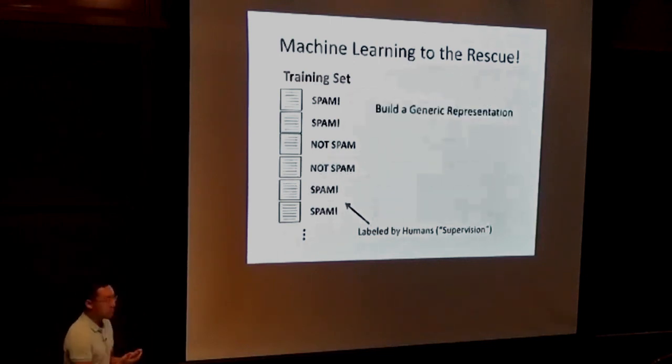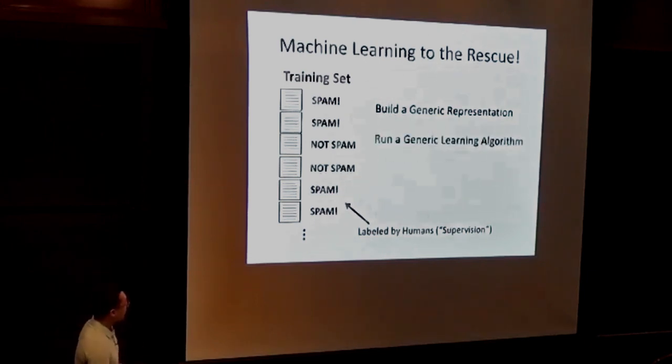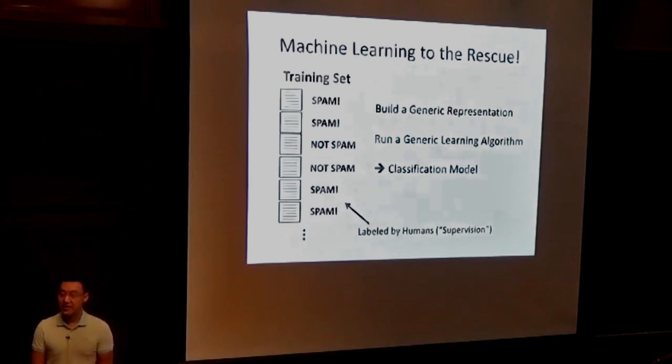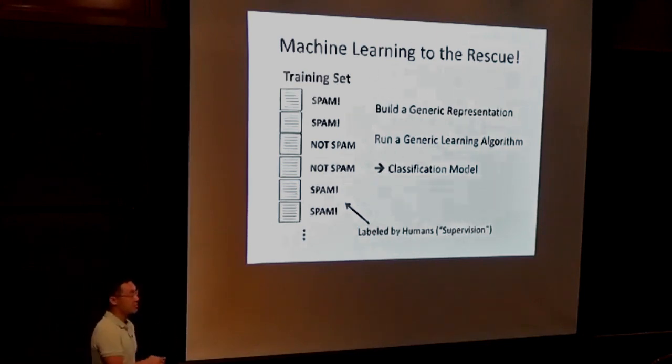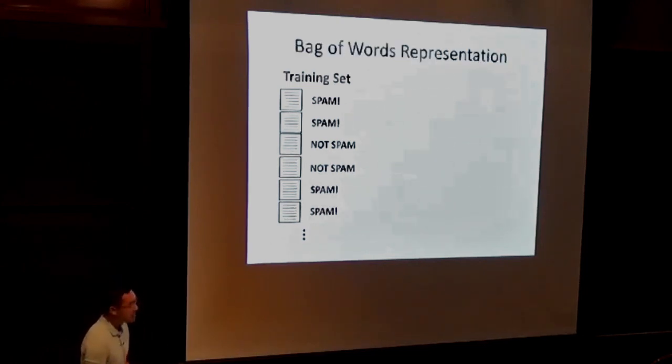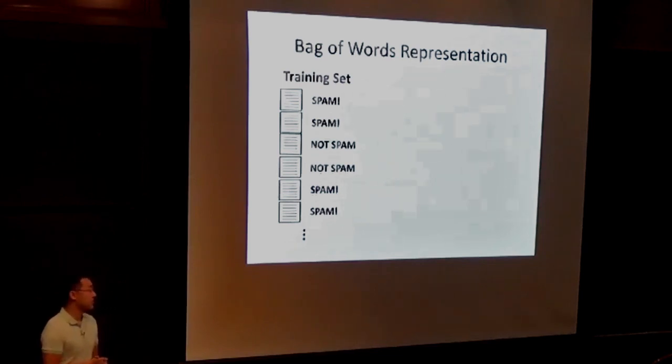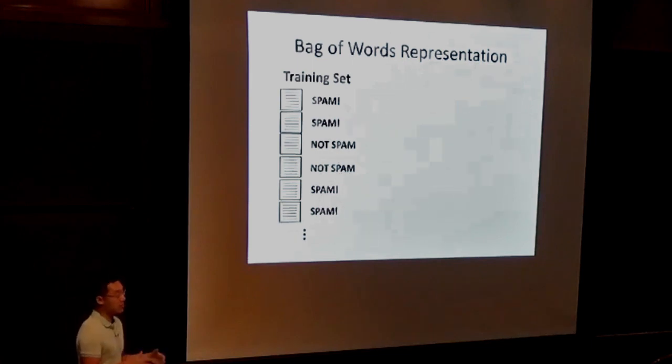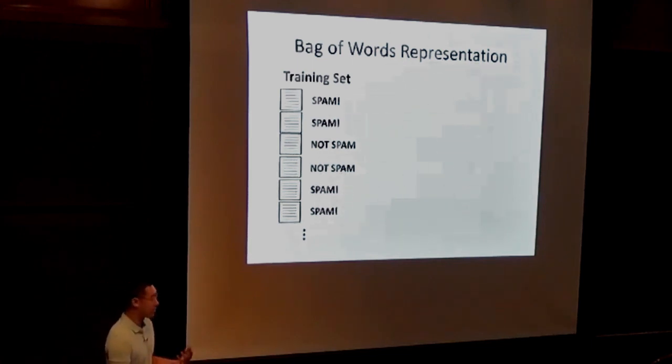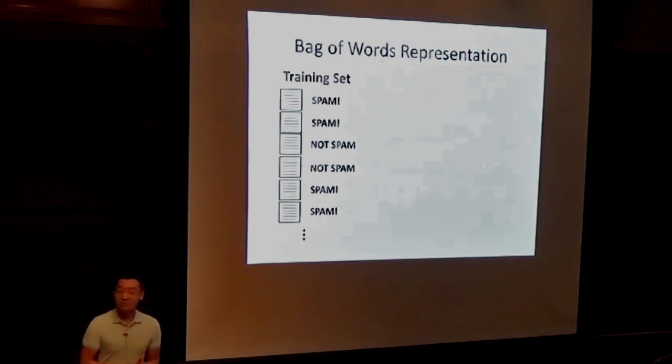Step one, we need to build a representation of the raw data. Step two, we run a learning algorithm on this supervised training set with this representation of the data. And from that comes a classification model that can classify, given this representation of the raw data, whether or not this email is spam or not spam. There are many ways to build a representation of the raw data. We'll go through several in this class, but for the purposes of keeping it simple in lecture one, let's just use what's called a bag of words representation.